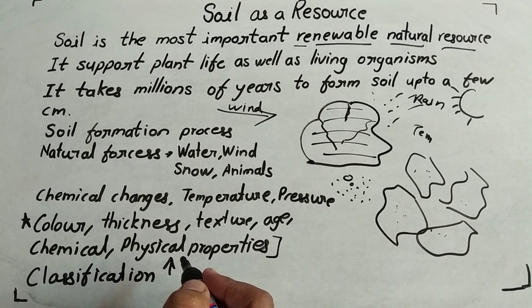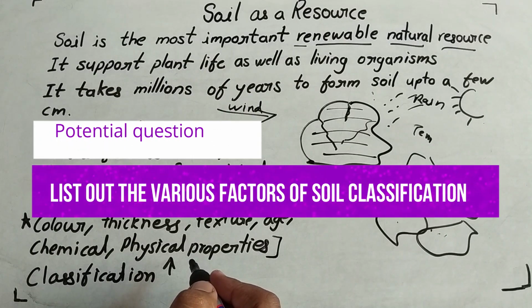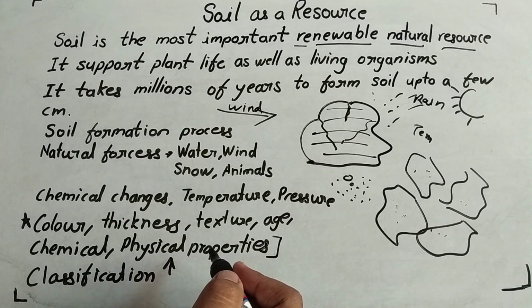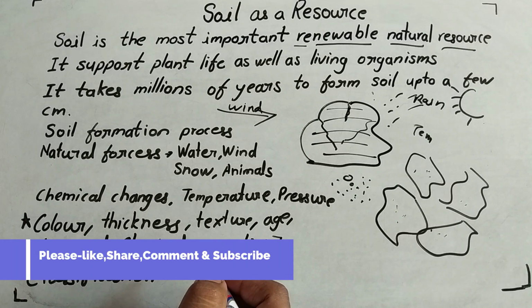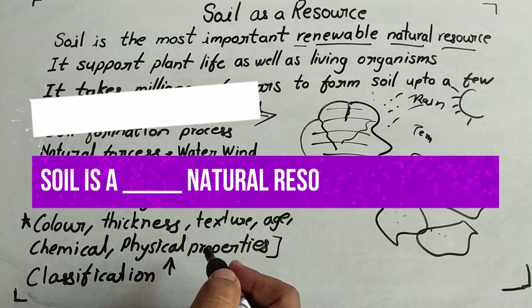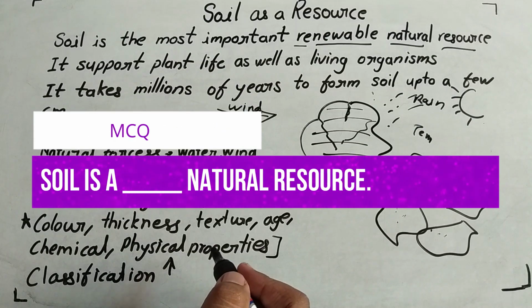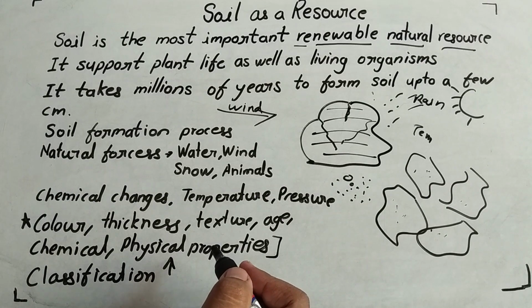Now, this can be a proper question. List out the factors of classification of soil. Or give a brief account of the soil formation process, and list out the natural forces which are responsible for soil formation. And one more question can be asked in MCQ: Soil is a dash natural resource. That is, soil is a renewable natural resource. You must know it. Mark it as very important.